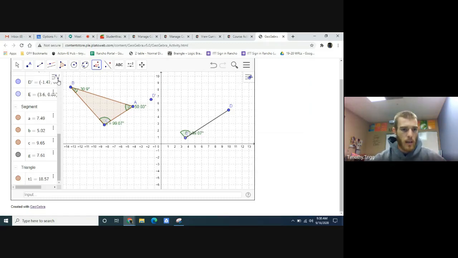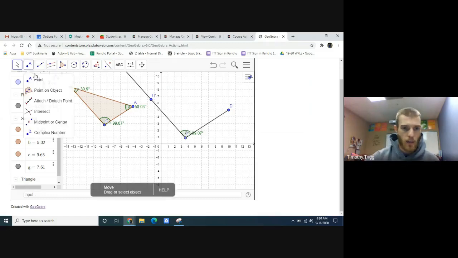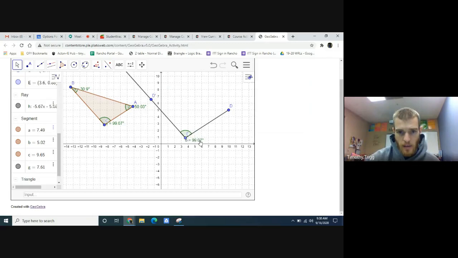And now we want to produce a ray. So go to this tool here, go to ray, click on that, click here and here. So now we've got a ray, and the angle is the same as angle C here. So the angle here at angle E is the same as at angle C. Okay.